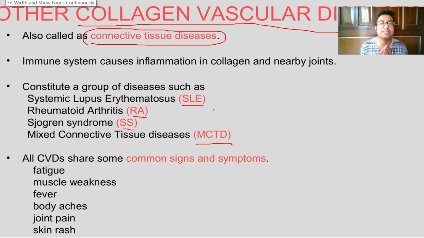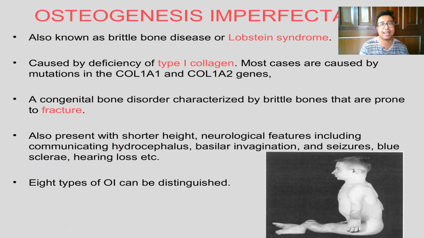Now, all of these diseases have got a common feature. If you cannot remember any specific feature of each of these diseases, you can mention generalized features. They are fatigue, muscle weakness, fever, rash, joint pain, and skin disorders. You get my point? So these features will be present in all connective tissue disorders that you can think of. Any disease that I name or teach you today will have all these features. So just make it a point to remember these: fatigue, muscle weakness, fever, body ache, joint pain, and skin rash.